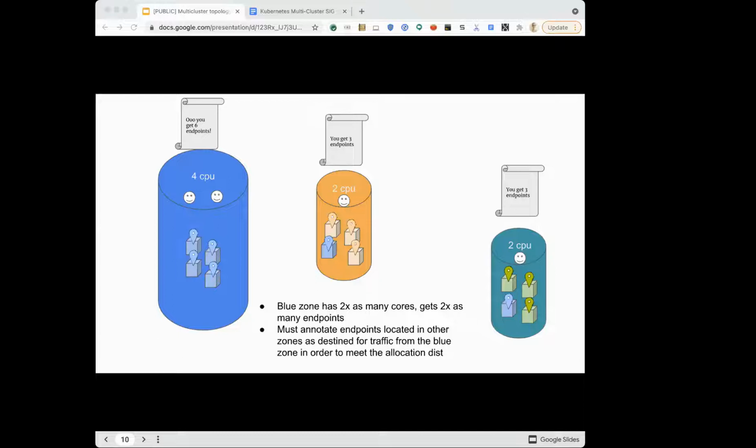But it's really just an annotation or extra bit of metadata per endpoint. It doesn't affect... You can still get all the endpoint slices if you want them. There's nothing to prevent that.